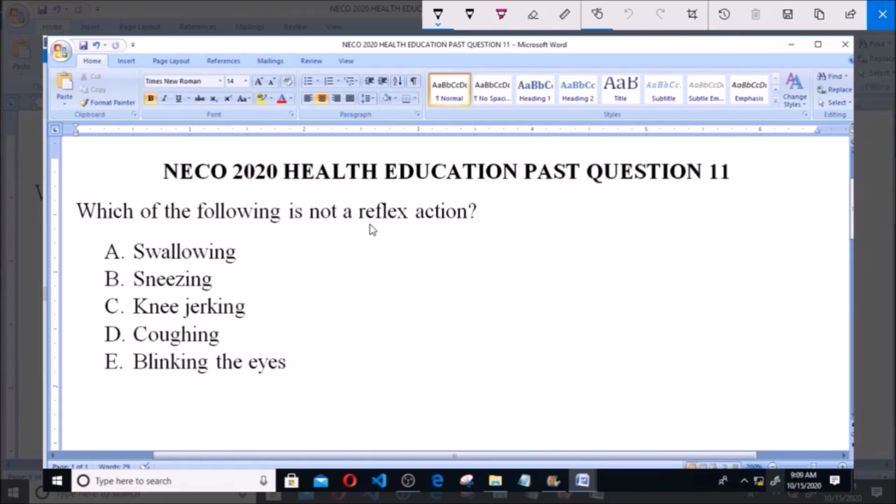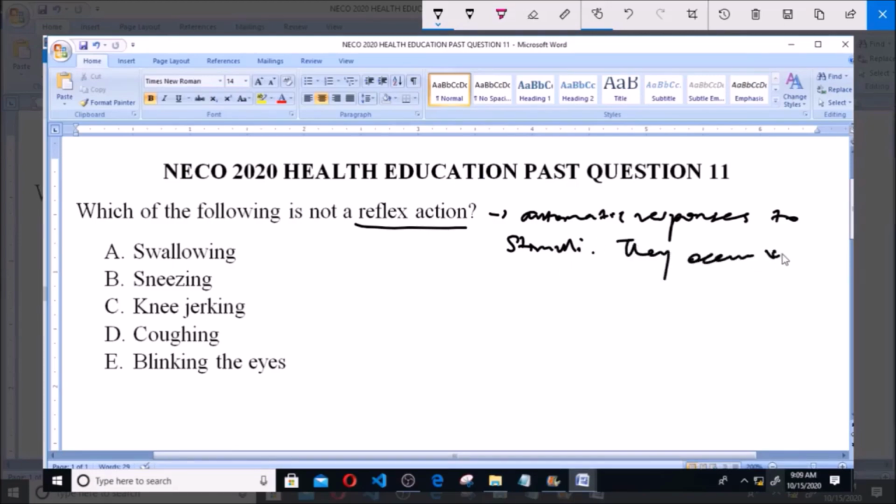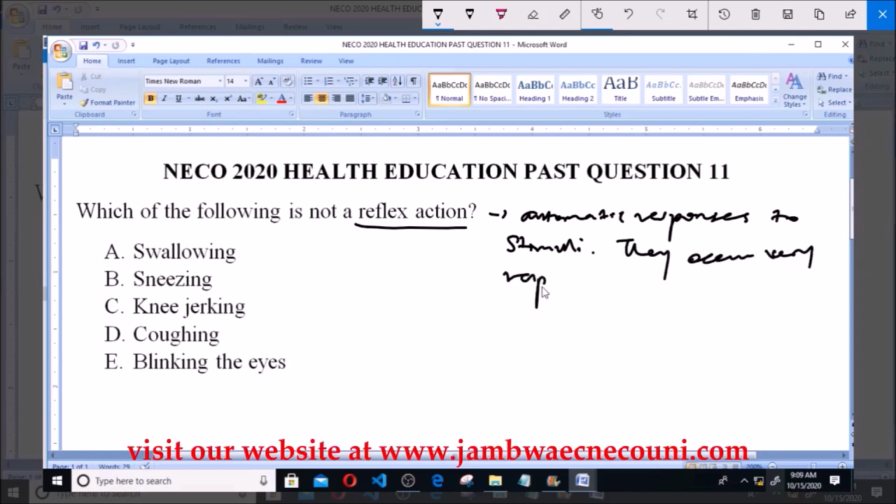Now, what is a reflex action? Reflex actions are automatic responses to stimuli. This word automatic simply means involuntary, that is, they are responses that are not controlled by our own selves. So they are automatic responses to stimuli. They occur very rapidly in a stereotyped manner.